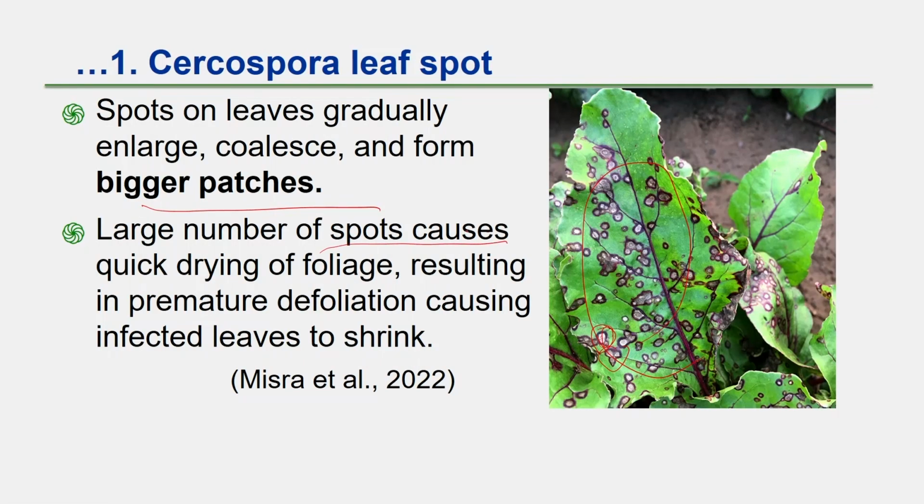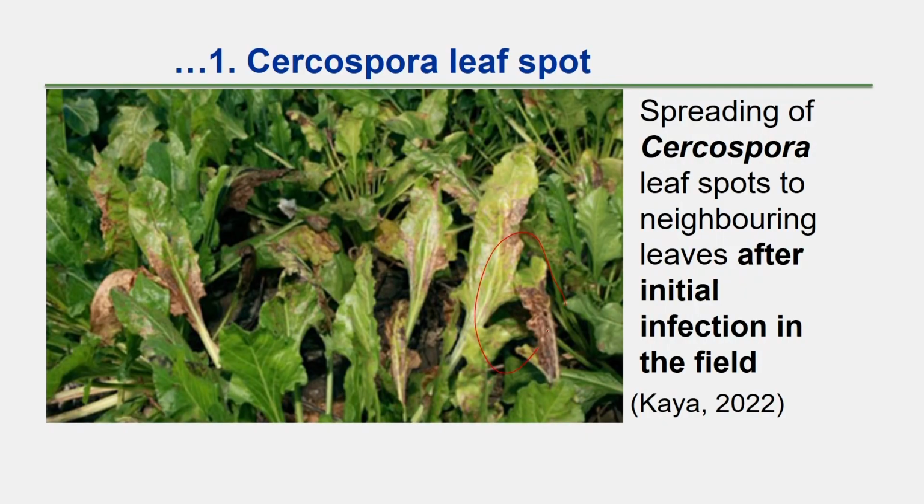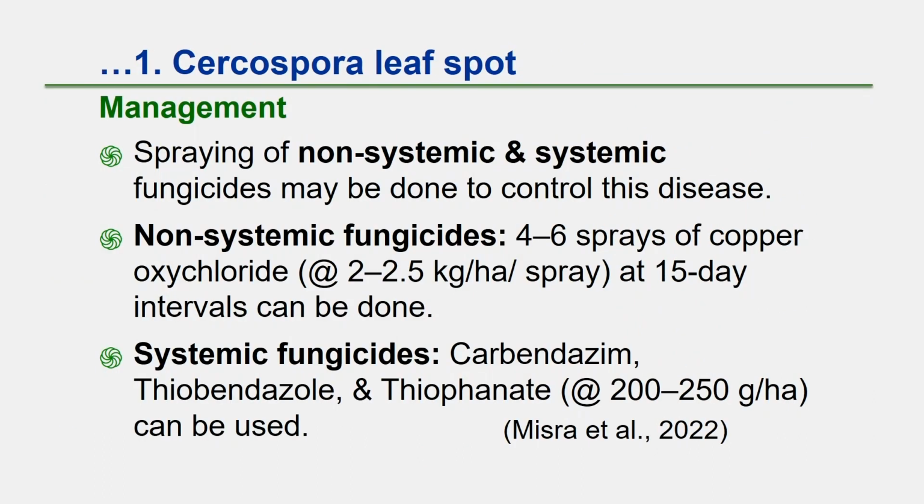A large number of spots cause quick drying of foliage, resulting in premature defoliation, causing infected leaves to shrink. Ultimately, photosynthesis will be affected and growth will be adversely affected. You see the drying of leaves can also happen, and this kind of symptoms can cause severe losses in the field. Now, management. Spraying of non-systemic or systemic fungicides can be done to control this disease.